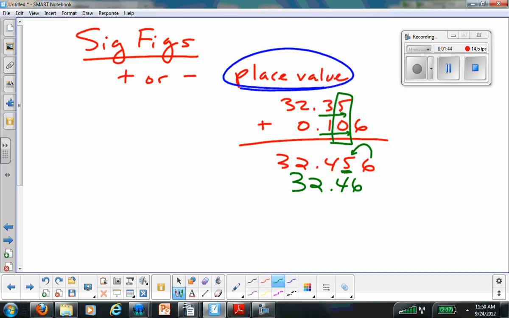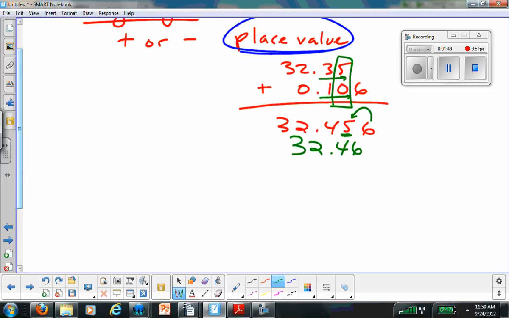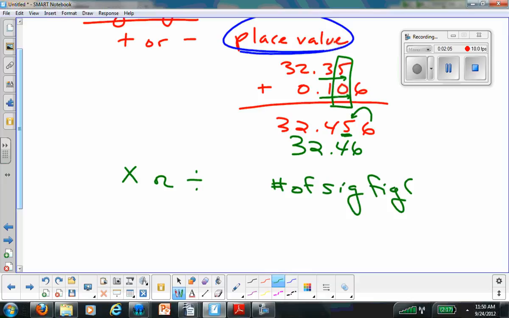If it is going to be multiplication or division, what do we look at for that? Who can help me with that? Multiplication or division? Cam? Very good. Lowest number. So we're going to look at the number of sig figs. And in particular, we want to know what the lowest is, and that's what our answer must have.